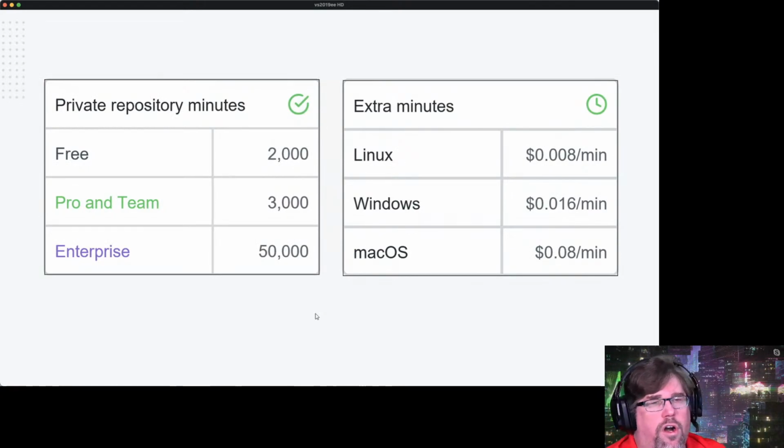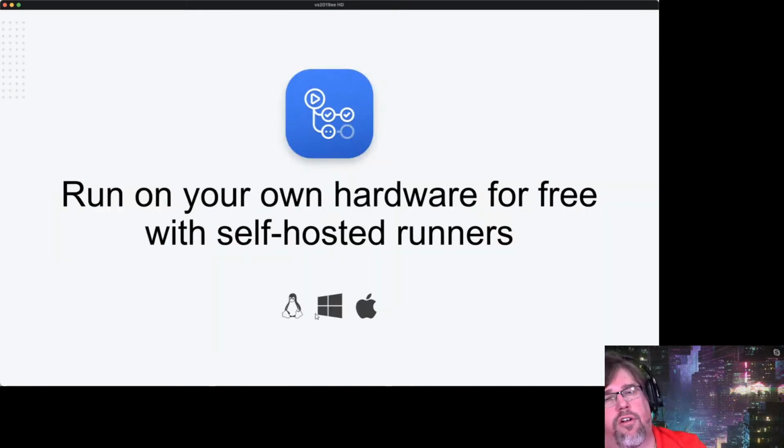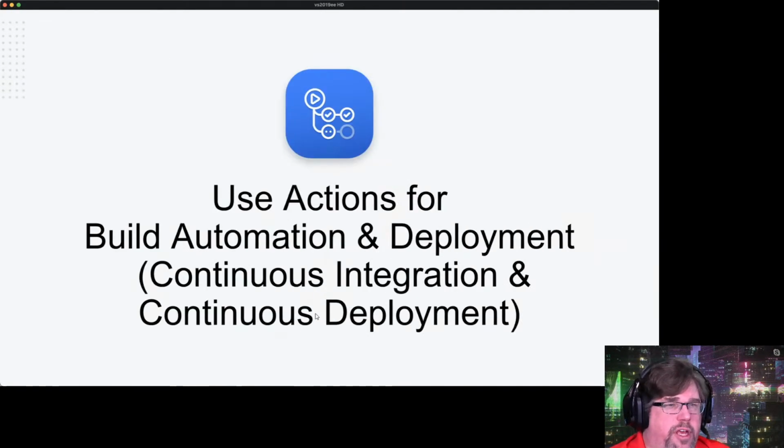They're doing lots of work around both their cloud-hosted runners, as well as you can run your own hardware with self-hosted runners. And ultimately, you can use Actions for build automation and deployment, which when we talk DevOps in the generic sense, we talk continuous integration and continuous deployment.